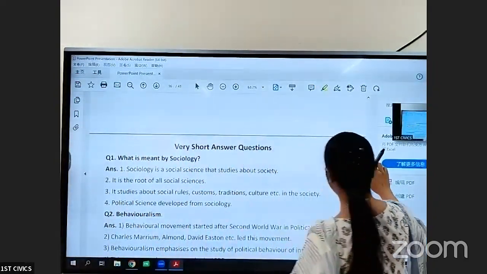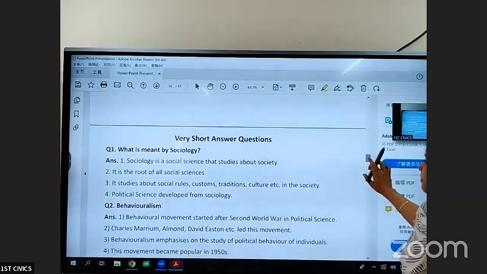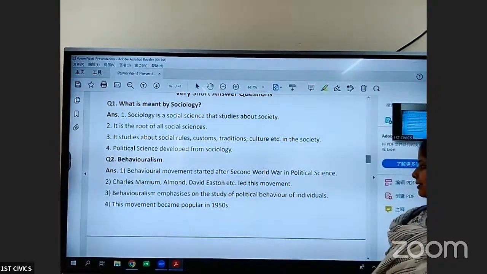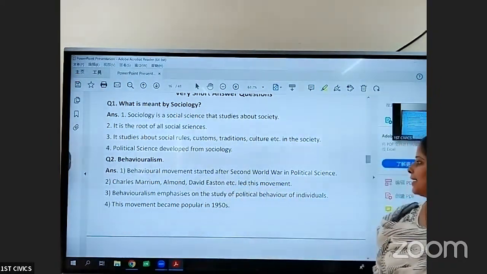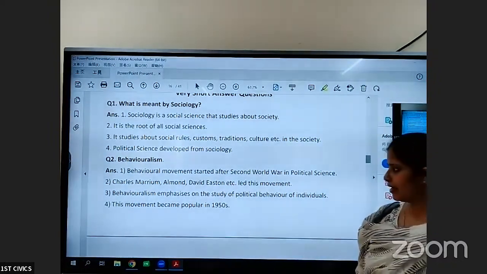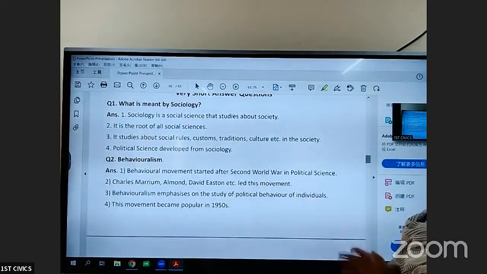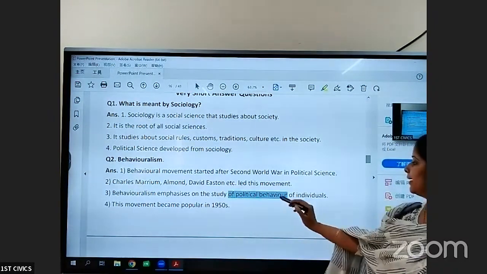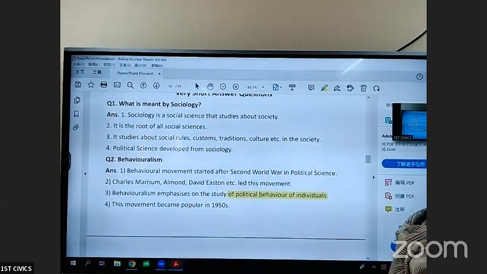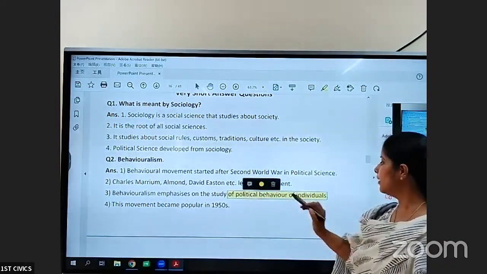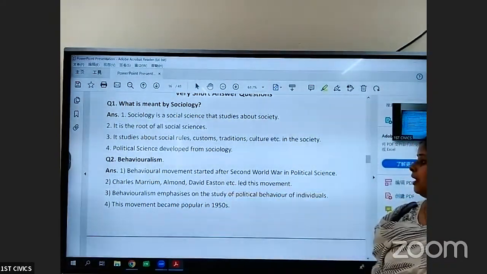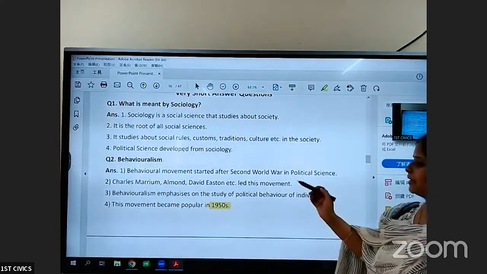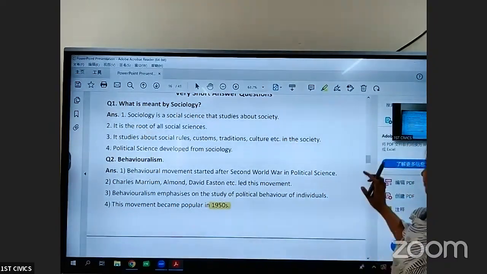Next is behavioralism. What is behavioralism? Behavioralism is the behavior of an individual in his political system. The behavioral movement started after the Second World War. Charles Merriam, Almond, and David Easton led this movement. Behavioralism emphasizes the study of the political behavior of an individual, and it became popular in the 1950s.